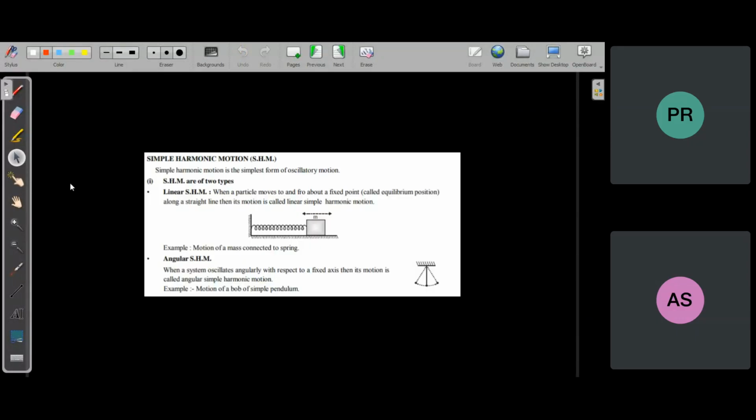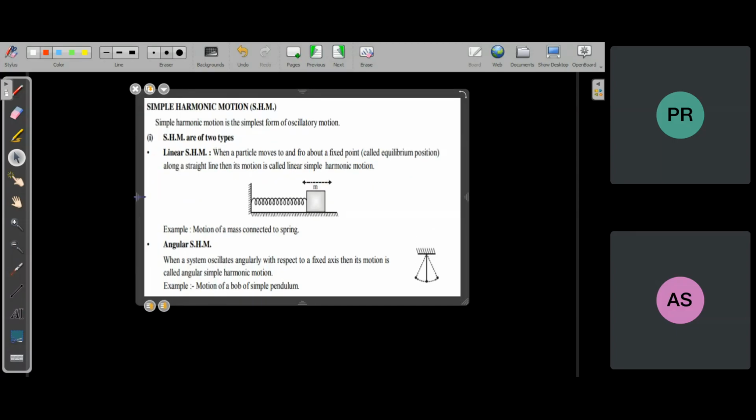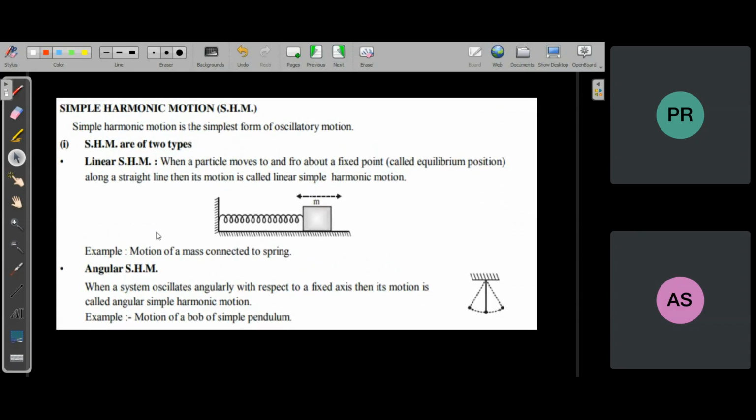So yesterday we discussed simple harmonic motion (SHM). Now here you can see that there are basically two types of SHM. First is linear SHM and second is angular SHM. Now what is linear SHM? If an SHM takes place about a fixed point and the particle moves in a straight line, for example this block, if you pull it and leave it, it will oscillate in a straight line, then this is linear SHM.